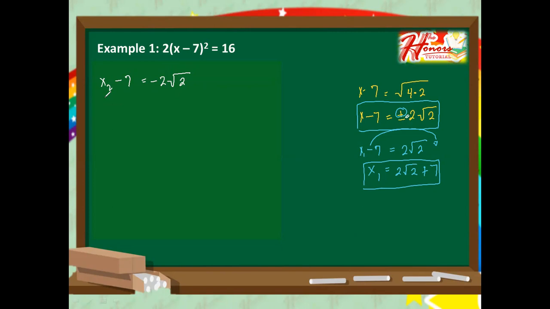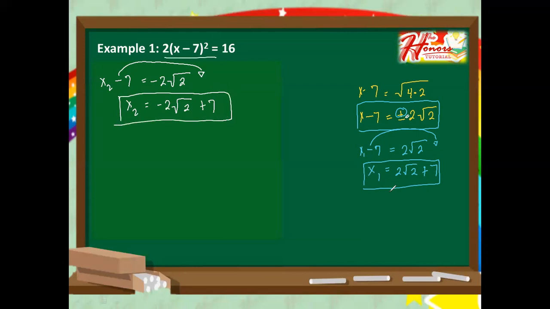How to get x sub 2? You have to transpose negative 7 again, because the goal is to have x sub 2 only at the left side of the equation. So now you have x sub 2 equals negative 2 square root of 2 plus 7. So these are the roots of this equation. The first root is x sub 1 equals 2 square root of 2 plus 7. And the second root is x sub 2 equals negative 2 square root of 2 plus 7.